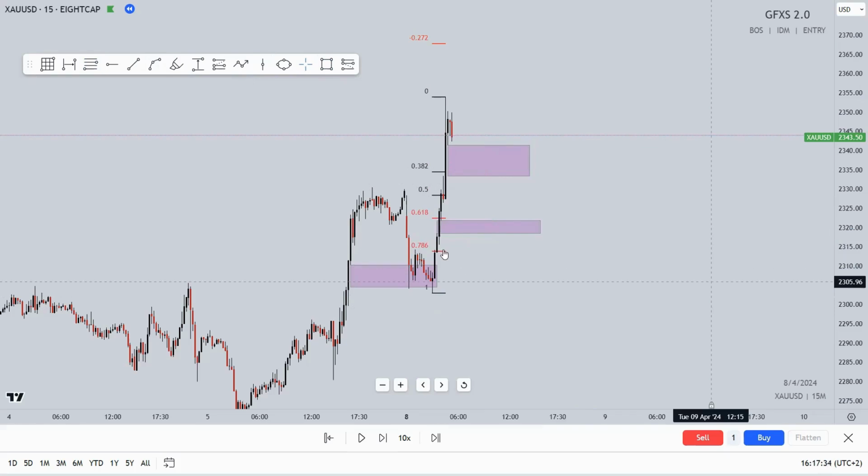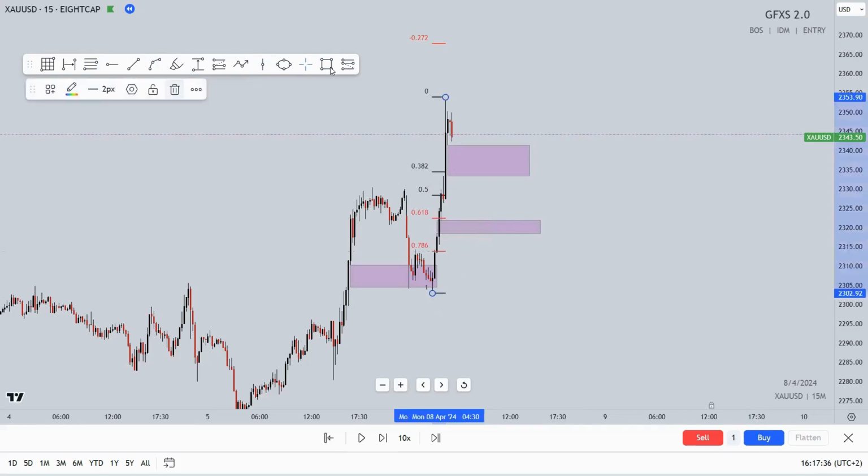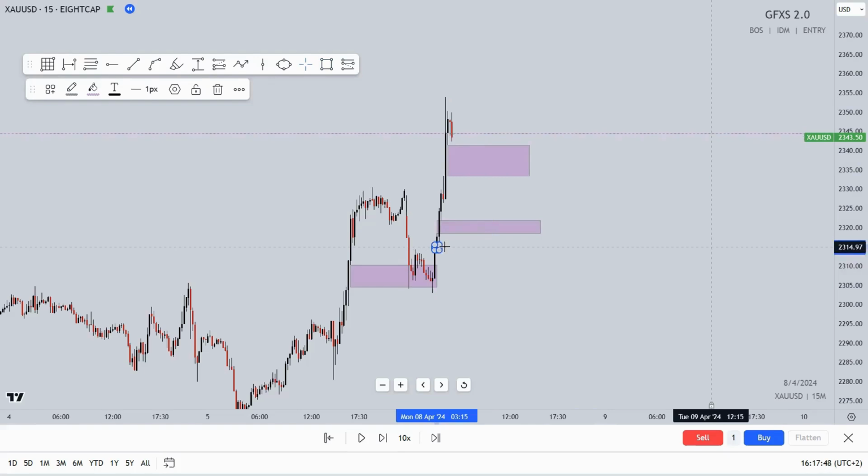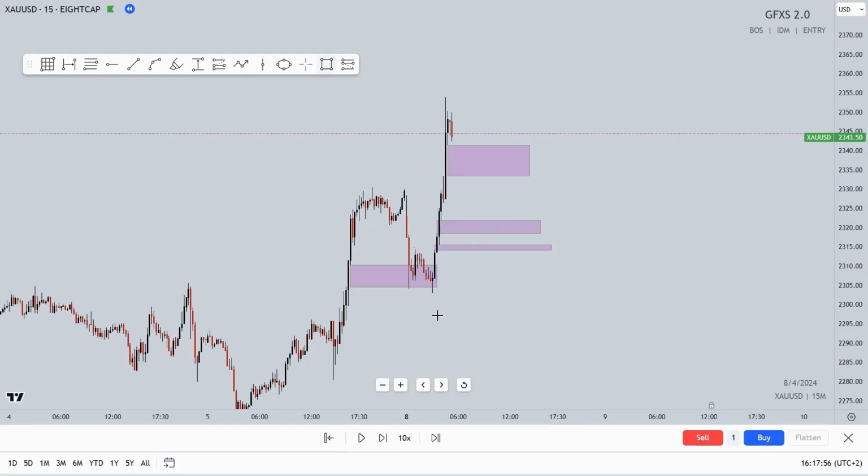So we can see other levels of imbalances. We have this one also. We have this imbalance there. So another question will be which fair value gap are you going to use? So for me personally, as long as it's below the equilibrium, you can use it. But I just wanted to mark these fair value gaps because one of my students was asking me today, how do you find the fair value gaps?